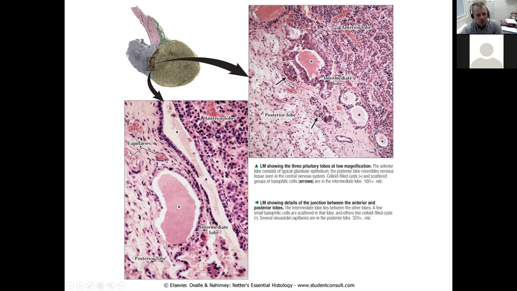Now, on the border, there are usually small cavities resembling the embryonic period when these two parts are fusing together from completely different embryonic primordia. Because the neurohypophysis develops from the hypothalamus, but the adenohypophysis travels from the embryonic mouth cavity, and they fuse together and become one.